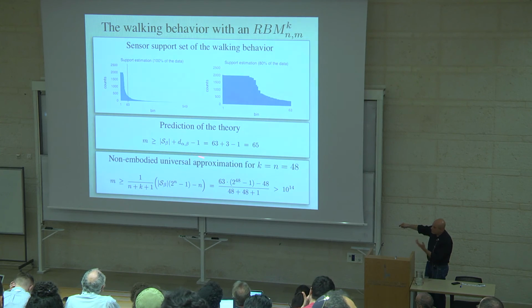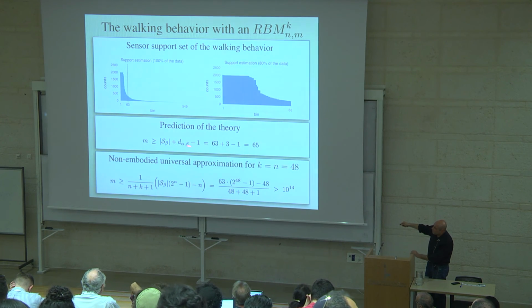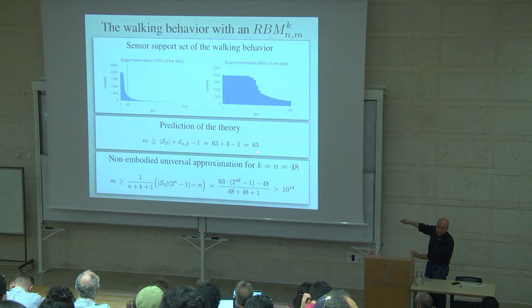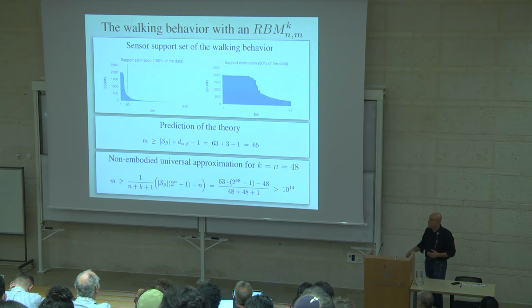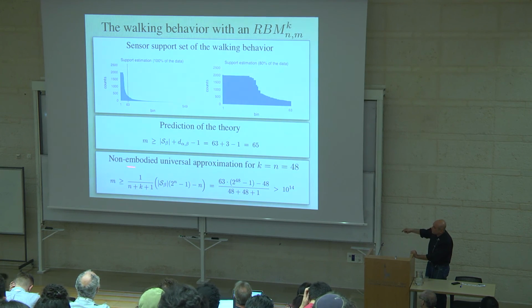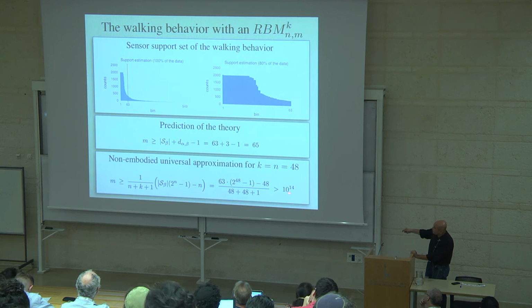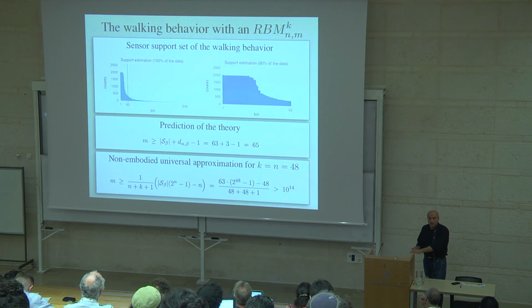We compute for this walking behavior the embodiment dimension. It turns out that it's 3. Subtract the -1. So according to our theorem, if we have m, the number of hidden nodes, greater than or equal to 65, we will be able to generate that behavior. If you compare this with the non-embodied universal approximation for k equals n equals 48, we get m greater than or equal to 10 to the 14. So it's a huge reduction of complexity if we use the embodiment information.